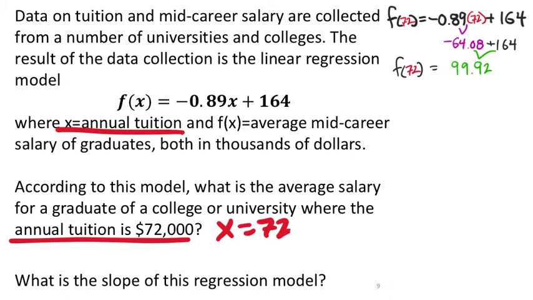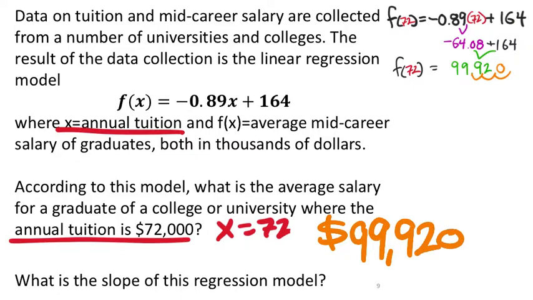But again, we got to reconvert that. That would be in thousands, right? Now, for me, if I wanted to convert that into dollars, you could say just multiply it by 1,000. I would say just move the decimal three times, fill in any spaces with zeros. It doesn't really matter. You're going to get the same answer either way. So it looks like $99,920. So that's not the tuition, I'm sorry. That's the average salary. There we go.